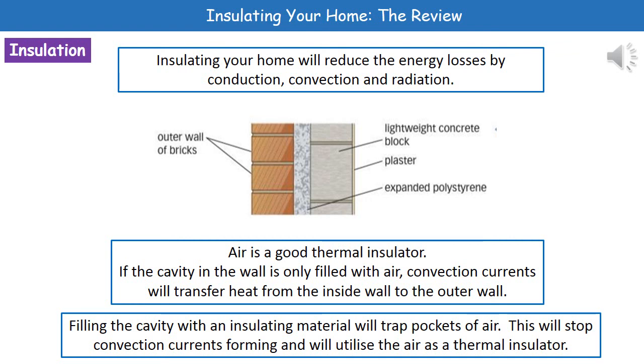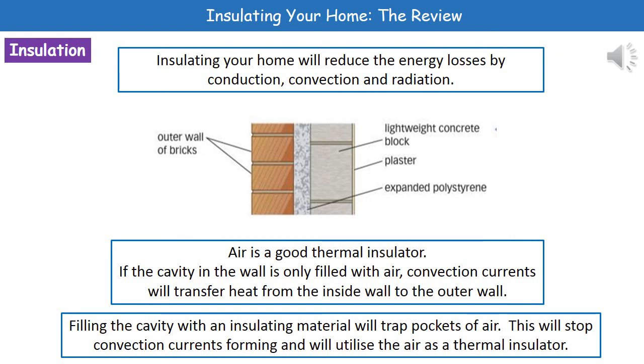But the downside is that if it's only got air there, we're going to generate convection currents. And if we've got convection currents, that's going to transfer the heat from the inside wall to the outside wall. To stop this, we can fill that space with something like expanded polystyrene or some other insulating material, and what that does is it traps little pockets of air.